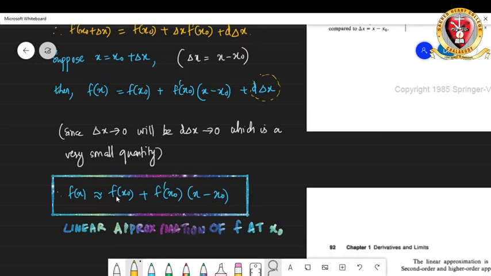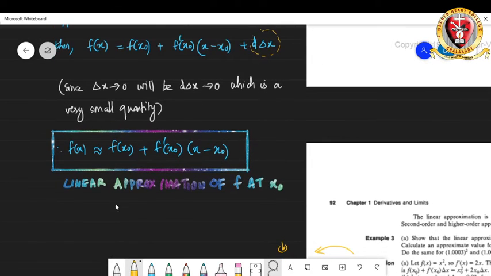So f of x is approximately equal to f of x naught plus f dash of x naught into x minus x naught. Also you can write the same as f of x naught plus delta x is approximately equal to f of x naught plus f dash of x naught into delta x. You can write it like this or like this. So this is called the linear approximation of f at x naught.